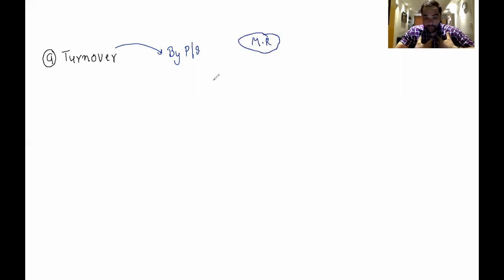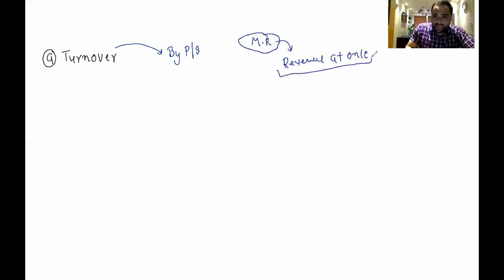Let's say I am a contractor. I took a contract from the government. So the government is supplying me money to complete this contract. So I am generating all the revenue at once. Revenue at once means, and I told the government that I will take 10 years to complete this project. So now the question is, how can I determine how much will be my turnover year by year?